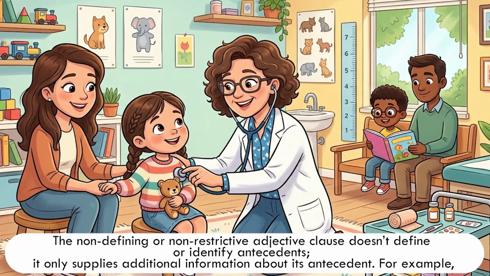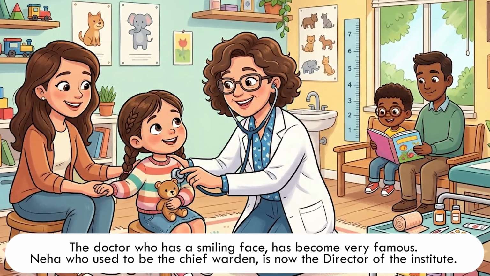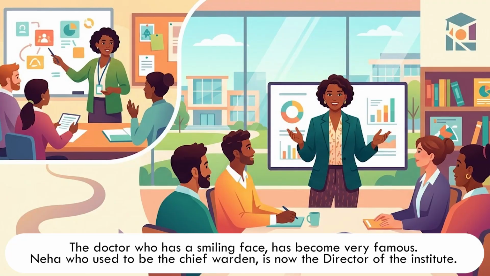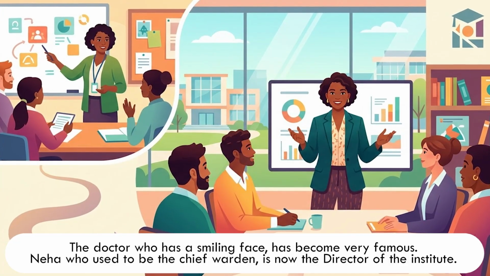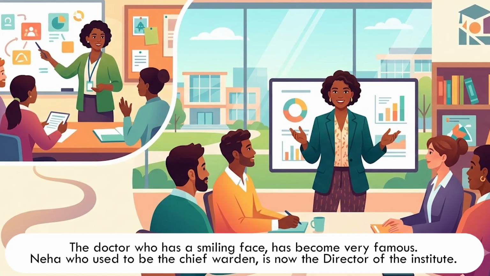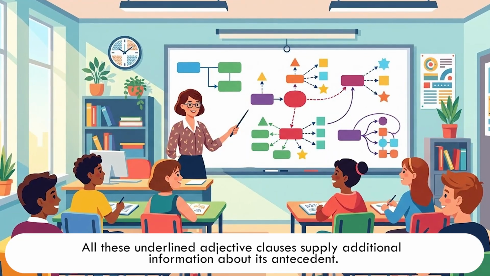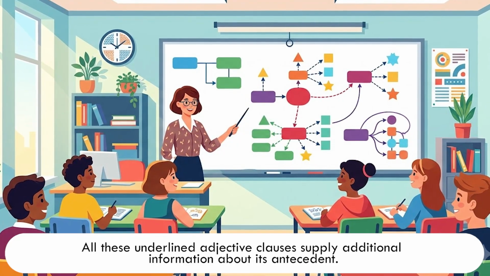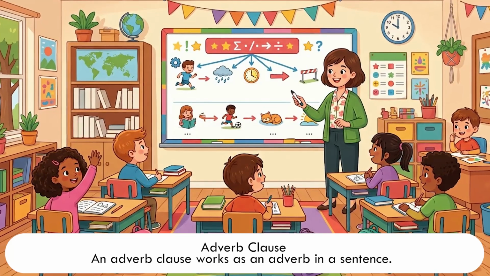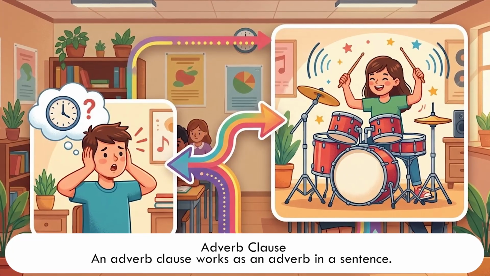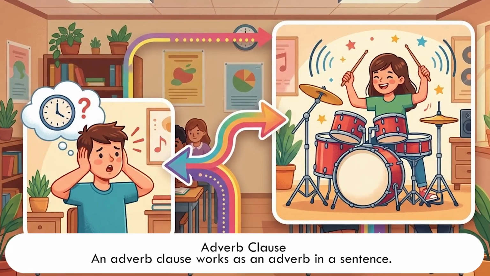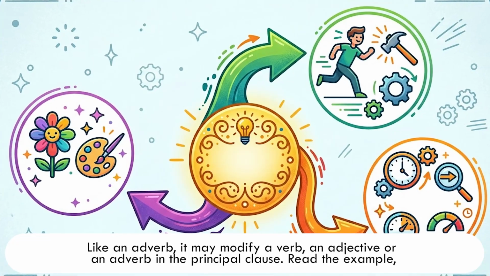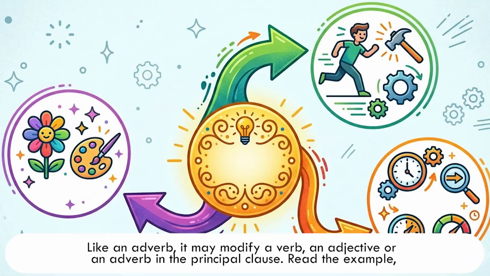For example, the doctor who has a smiling face has become very famous. Neha, who used to be the chief warden, is now the director of the institute. All these underlined adjective clauses supply additional information about their antecedents. Adverb clause. An adverb clause works as an adverb in a sentence. Like an adverb, it may modify a verb, an adjective or an adverb in the principal clause.